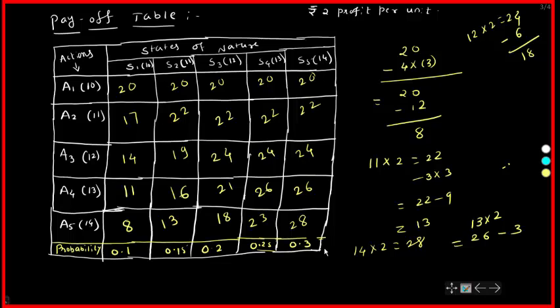In this way, we can formulate or frame a decision matrix or a payoff table from the given information. This is very interesting, and all these payoff values are profit values here. Hope you understood, students. Thank you.